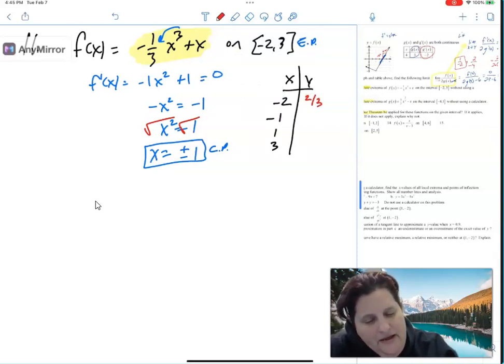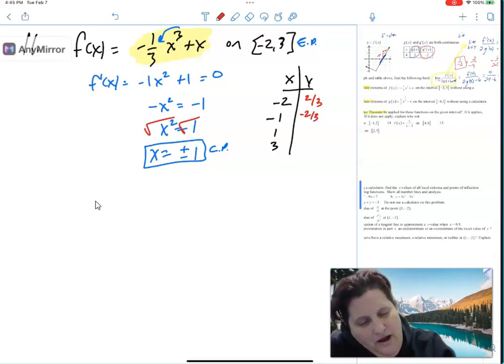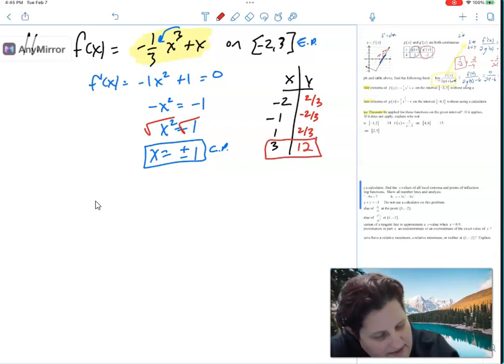If I plug in negative 1, that gives me 1/3 minus 1. That's negative 2/3. If I plug in 1, I get negative 1/3 plus 1. That's positive 2/3. And if I plug in 3, I get negative 27/3, which is negative 9, plus 3, so I get 12. Okay? So look, guys, that's my absolute max.